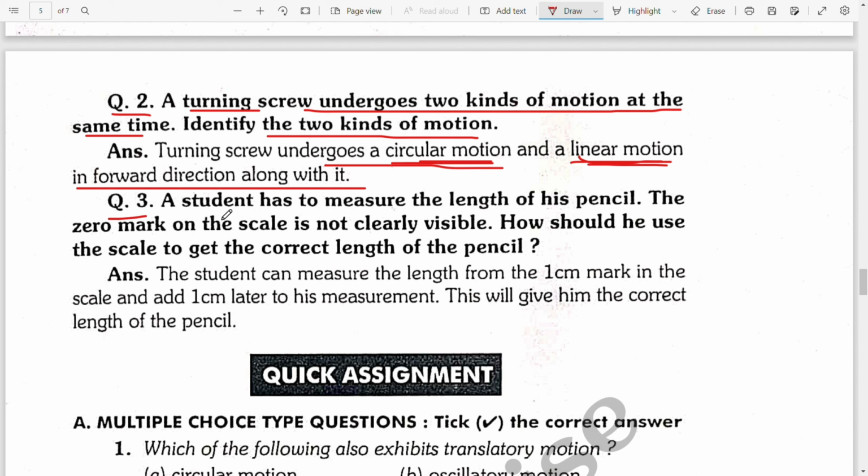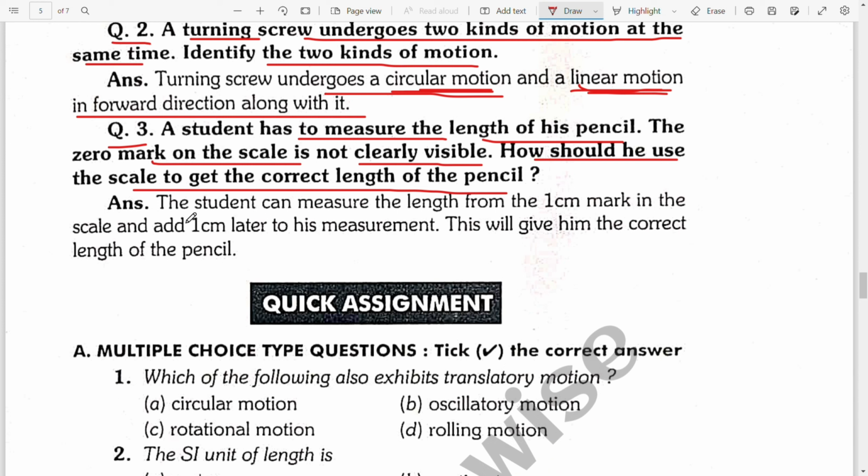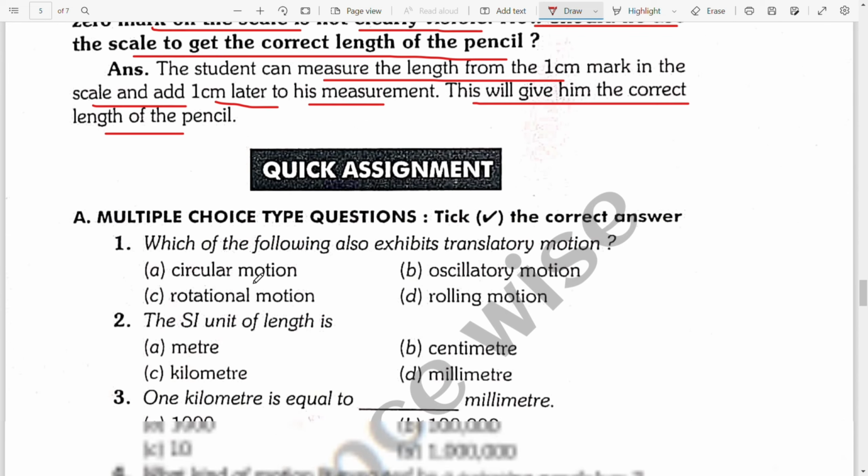Question number 3. A student has to measure the length of his pencil. The zero mark on the scale is not clearly visible. How should he use the scale to get the correct length of the pencil? The student can measure the length from the 1 centimeter mark on the scale and subtract 1 later from his measurement. This will give him the correct length of the pencil.